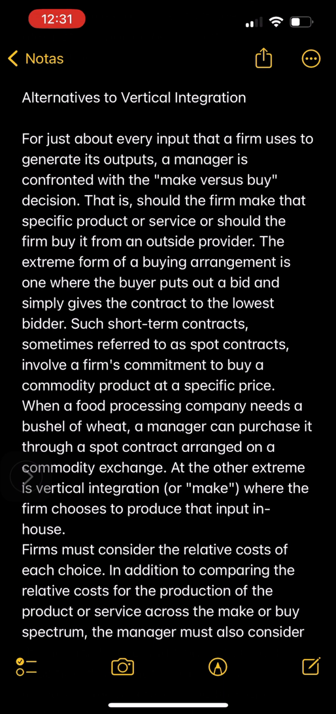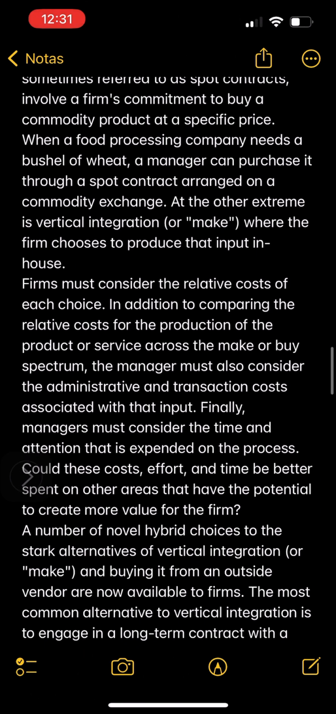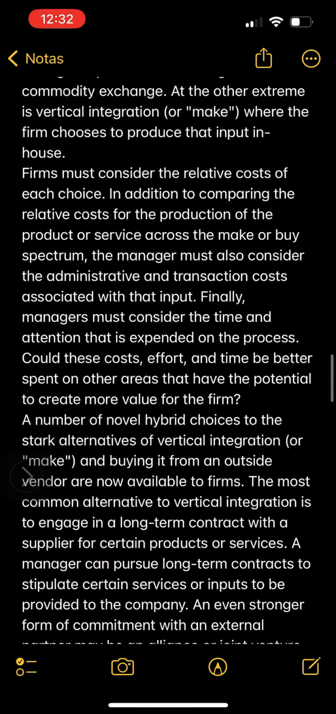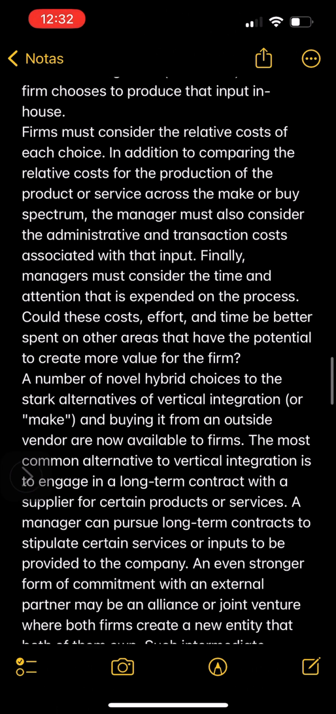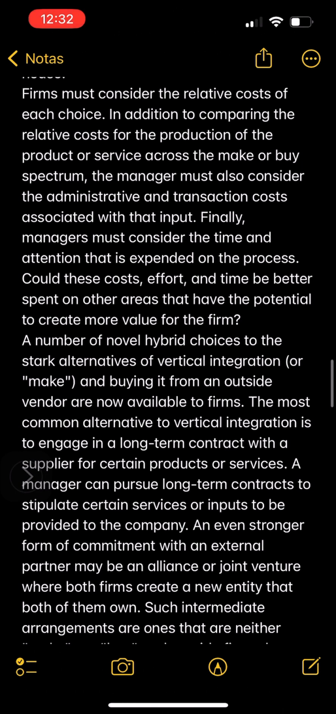At the other extreme is vertical integration, or make, where the firm chooses to produce that input in-house. Firms must consider the relative costs of each choice. In addition to comparing the relative costs for the production of the product or service across the make or buy spectrum, the manager must also consider the administrative and transaction costs associated with that input. Finally, managers must consider the time and attention that is expended on the process. Could these costs, effort, and time be better spent on other areas that have the potential to create more value for the firm?